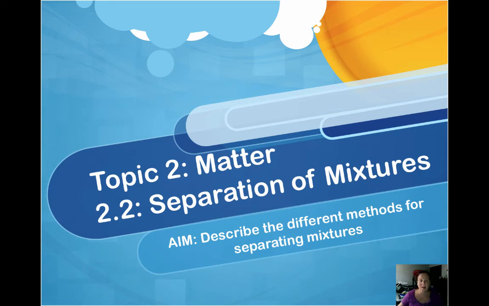Hello, welcome back. This is topic 2, matter, and today we're going to talk about separation of mixtures. So our aim for today is to describe the different methods for separating mixtures.